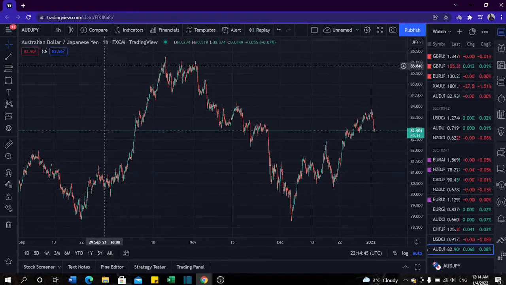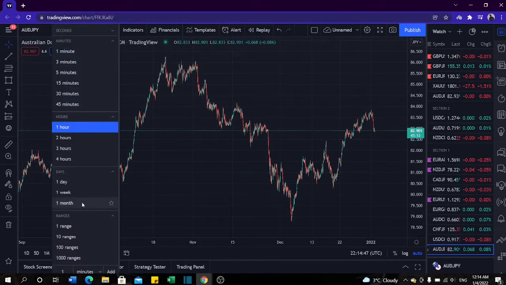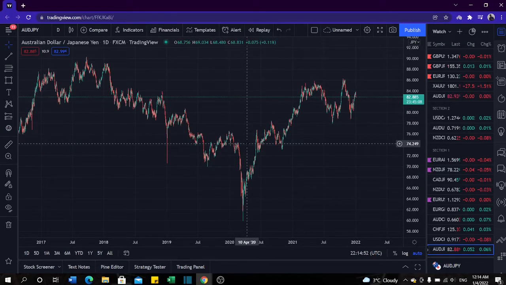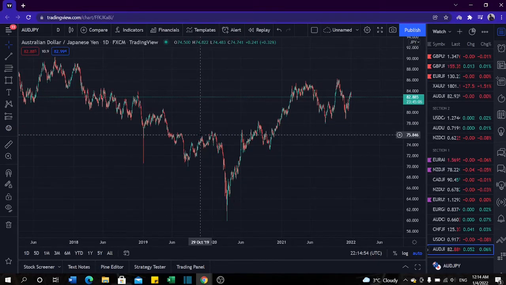So we are looking at AUD/JPY. It's one of the Forex pairs anybody can trade in the market. The website I'm using to access my charts is called TradingView. You can just type it on Google and search for TradingView.